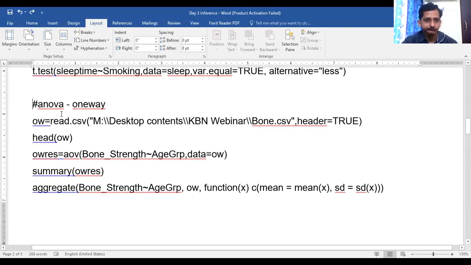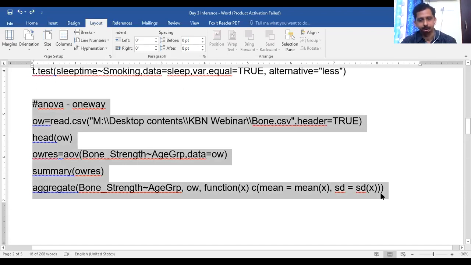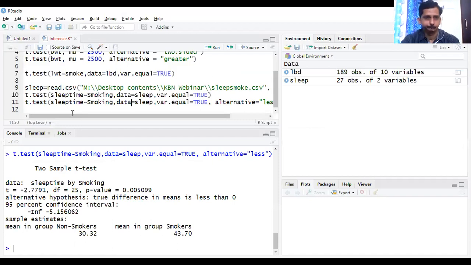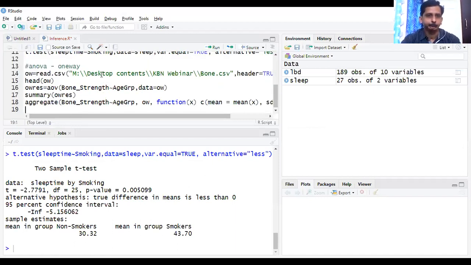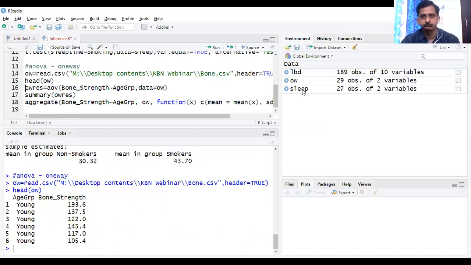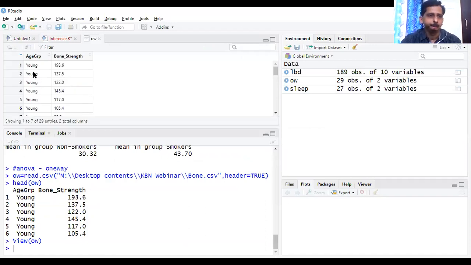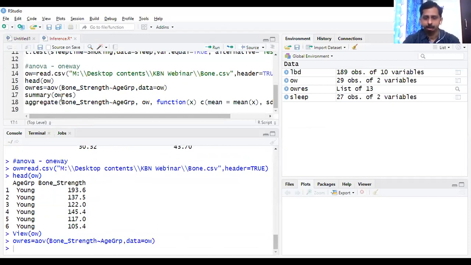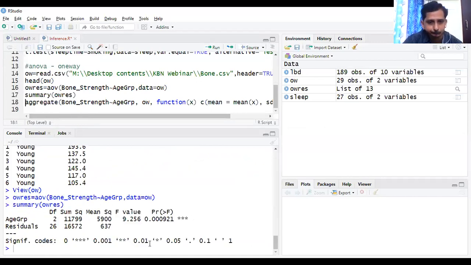Let me do this. You can view this data here. So young age group, bone strength, middle-aged group, and elderly group. So this is the data. Now we will conduct the one-way analysis of variance. It is executed, and then summary. This is the ANOVA table that I get.